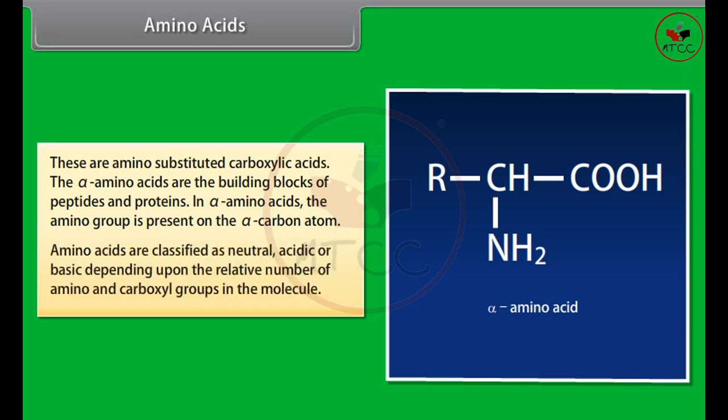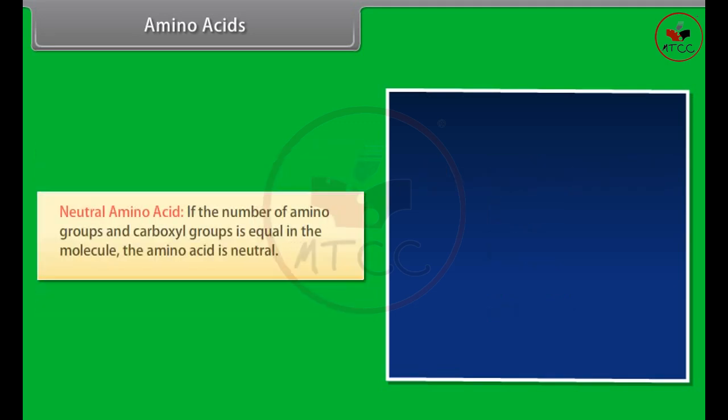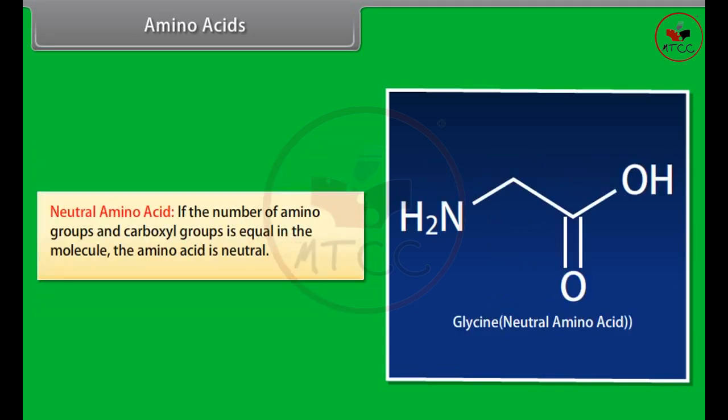Amino acids are classified as neutral, acidic, or basic depending upon the relative number of amino and carboxyl groups in the molecule. Neutral amino acid. If the number of amino groups and carboxyl groups is equal in the molecule, the amino acid is neutral. For example, glycine.